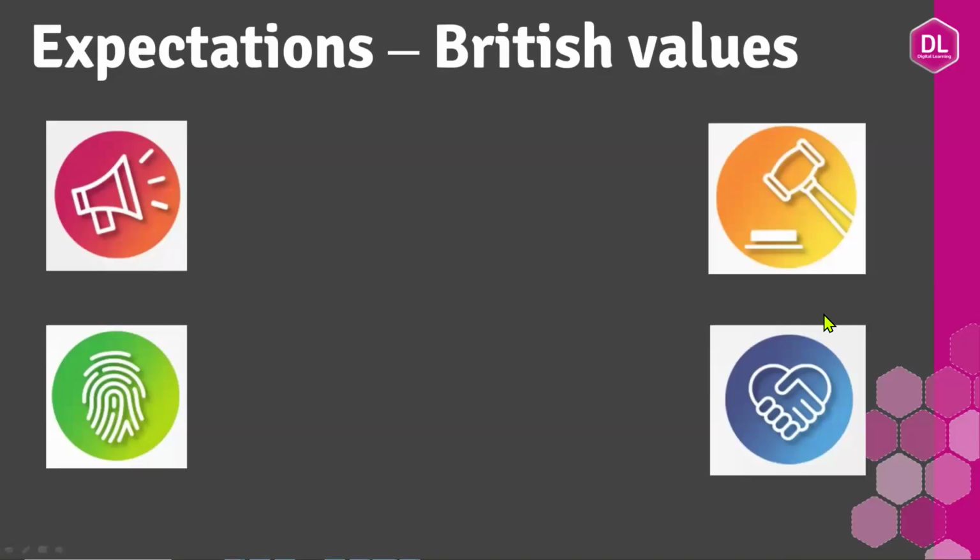You are expected to follow the British values. There are 4 British values. The first one is democracy. This is the right for you to have a voice, to express your own opinion. We do carry out surveys, so please do complete the surveys that we send to you. We use them to find out how we can improve our delivery, if everything was fine, if you have any complaints, any issues. But you have the right to give your opinion of the program.